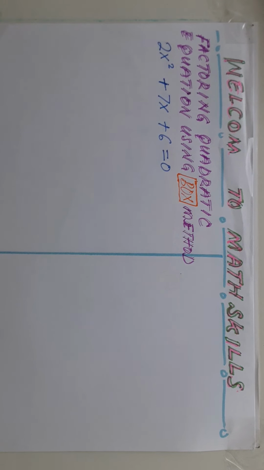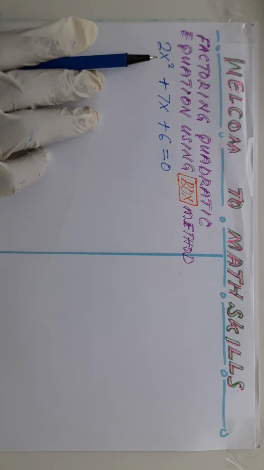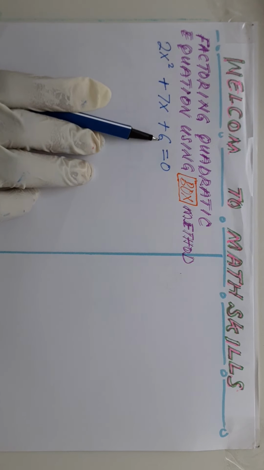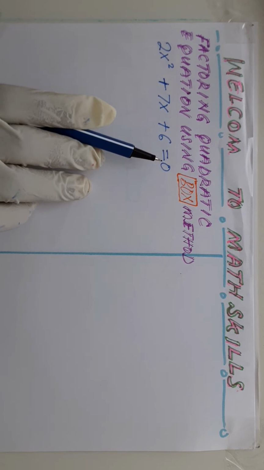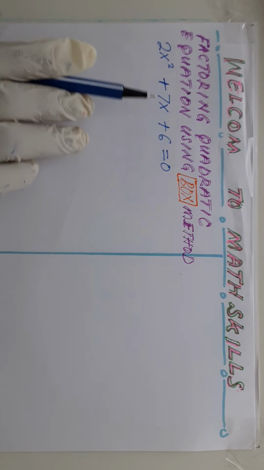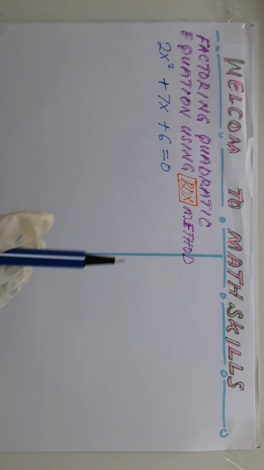Today we are going to be factoring quadratic equations using the box method. So we have the equation 2x squared plus 7x plus 6 is equal to 0. Step number 1 says split each of the variables and the constant into boxes.